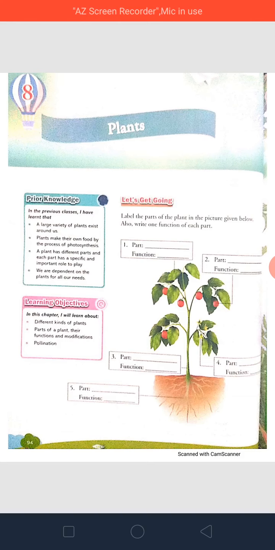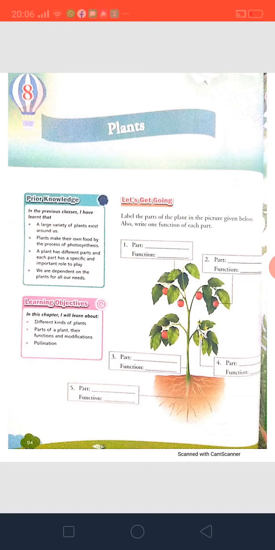Then keep your finger on part 3, as it has been shown in the diagram. Part 3, it consists of a long stem part of the plant, that is known as stem. Yes, write down here STEM, stem.